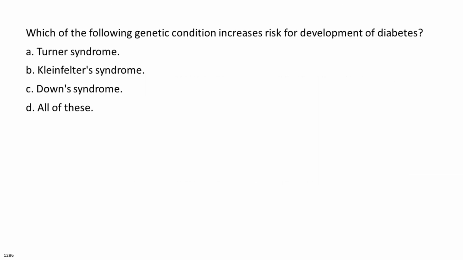Which of the following genetic conditions increases risk for development of diabetes? A. Turner syndrome. B. Klinefelter's syndrome. C. Down's syndrome. D. All of these.